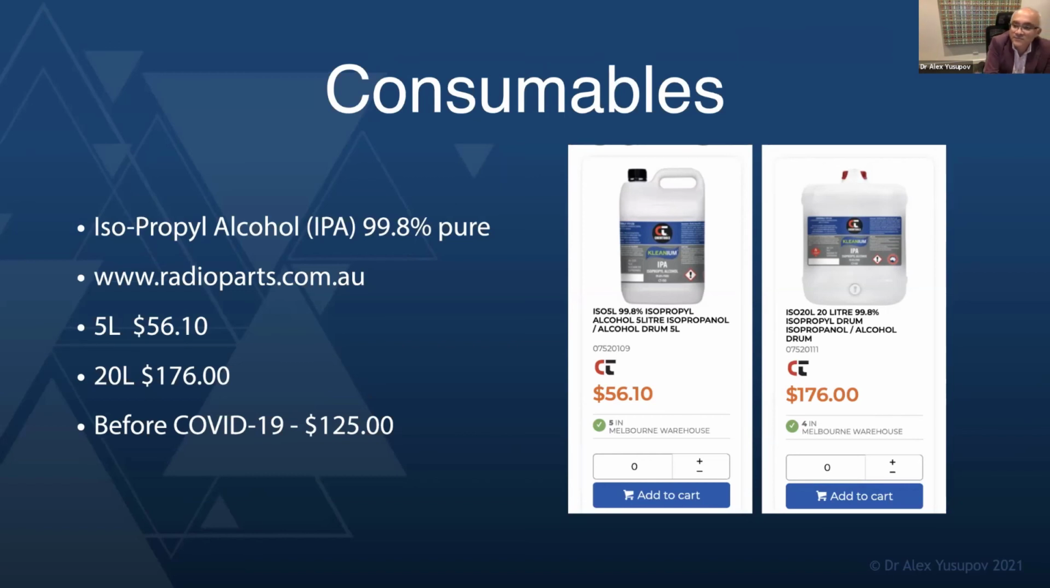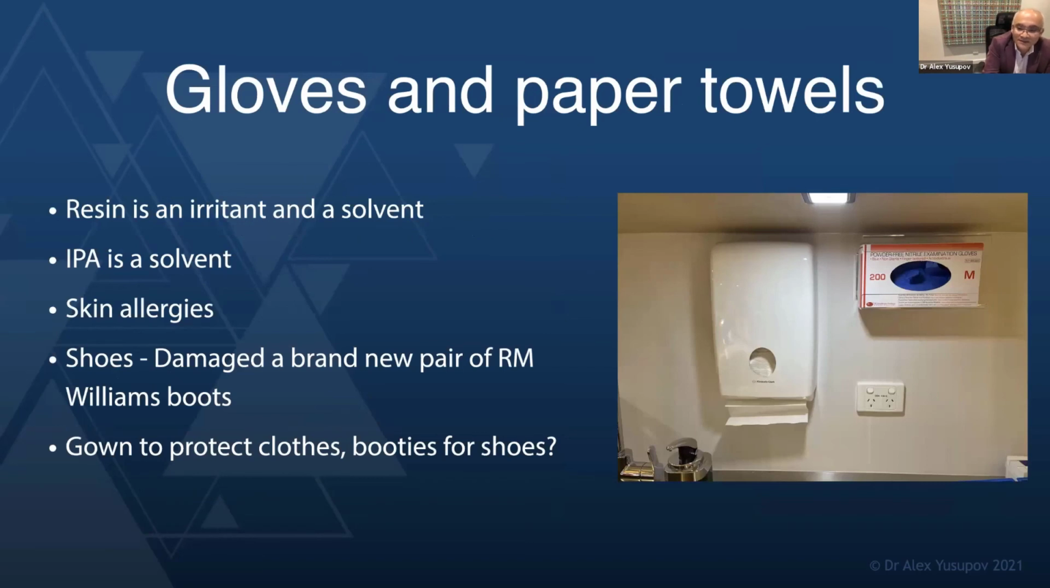The gloves and paper towels are really important. And also, if you like your nice RM Williams boots and nice shoes, try not to wear them in the lab, because if you spill a bit of resin on that, the boot is damaged. I've lost a couple of RM boots, but I've just discovered that RM Williams will actually repolish and repaint them for $55. So 3 of my pairs are being redone.